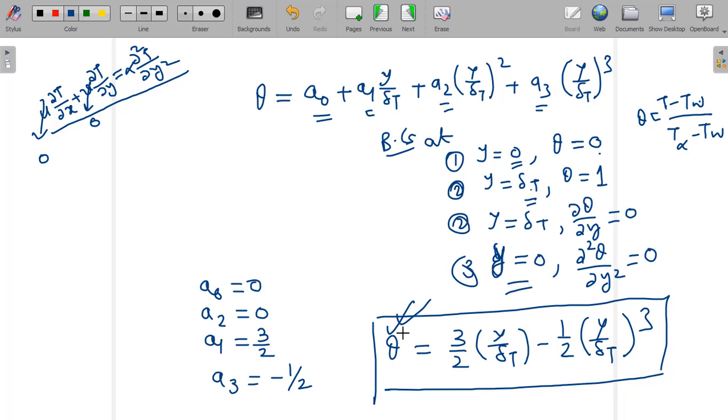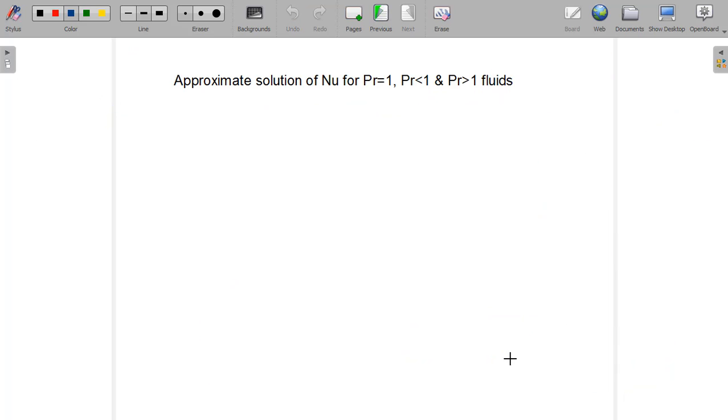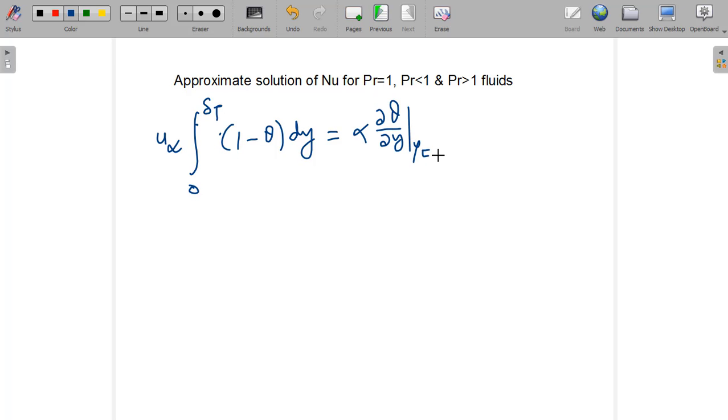So this is an approximate temperature profile considering a third order polynomial. Now using this profile, you can put this value of theta in the energy integral equation, and you can estimate delta t and hence the local Nusselt number. If we do that, what you are going to get is integration 0 to delta t, u infinity that will come out, into 1 minus theta into dy is equal to alpha del theta del y at y is equal to 0. And what is our theta? The approximate temperature profile is 3 by 2 y by delta t minus half (y by delta t) whole cube.